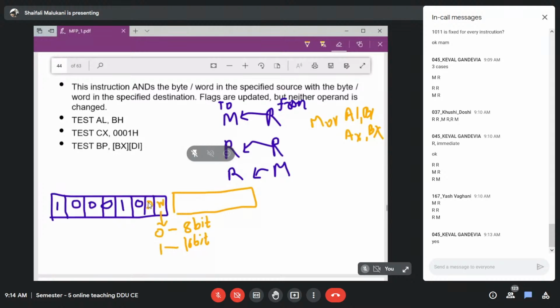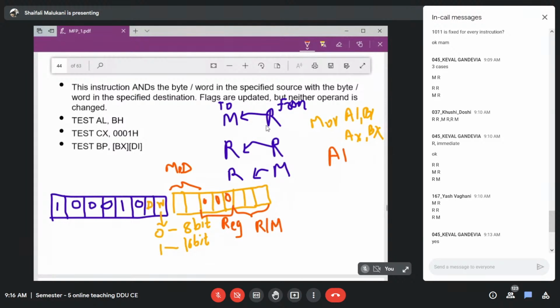Okay, so now this is 0 and this is 0, that means it is AL. So one register we specified is AL. Same way, if this is 1 and this is 000, that means the register specified is AX, when W is 0 and W is 1, right? So we have specified the register.